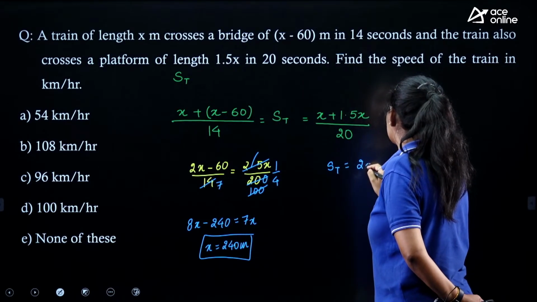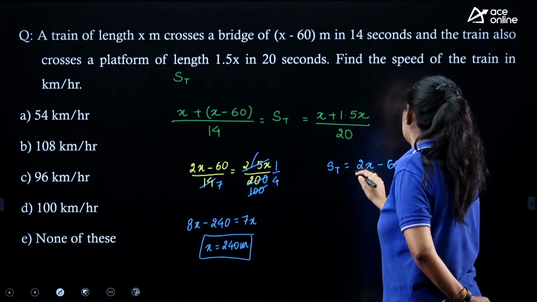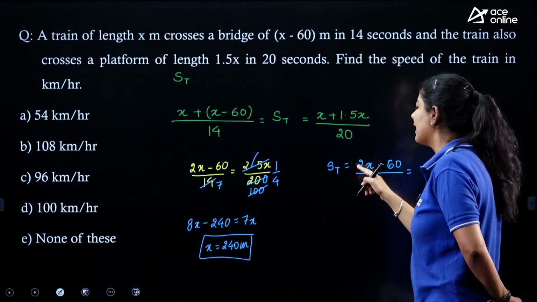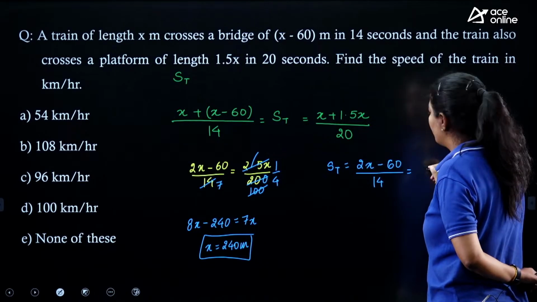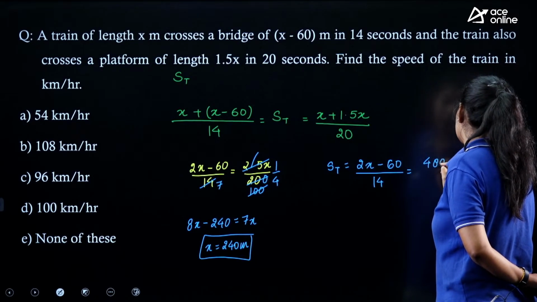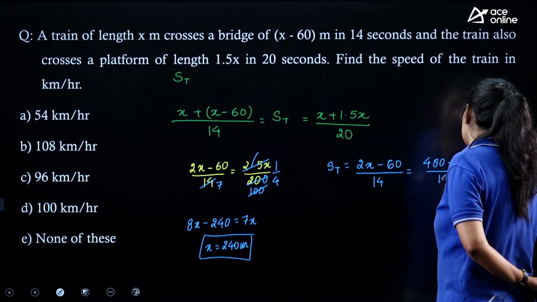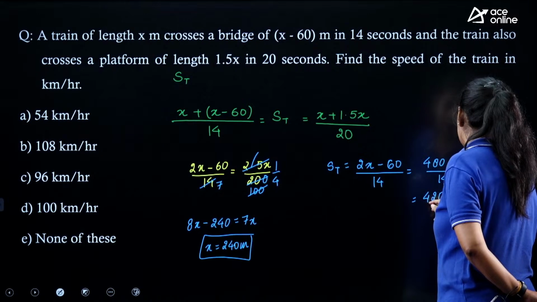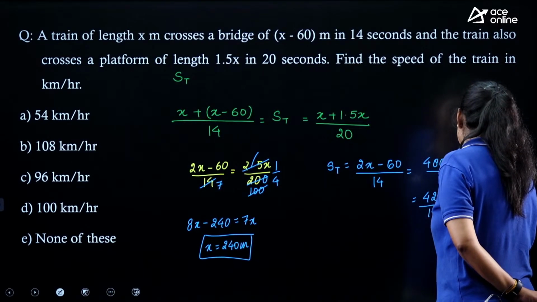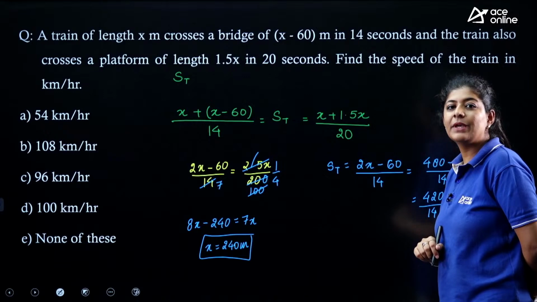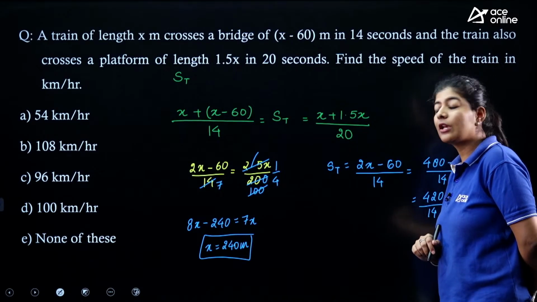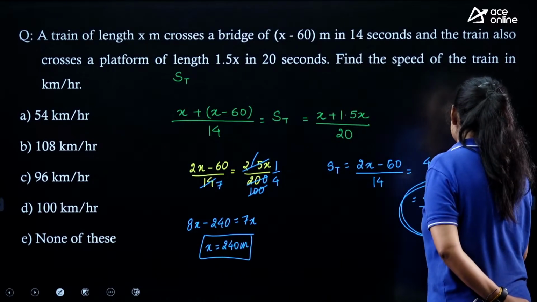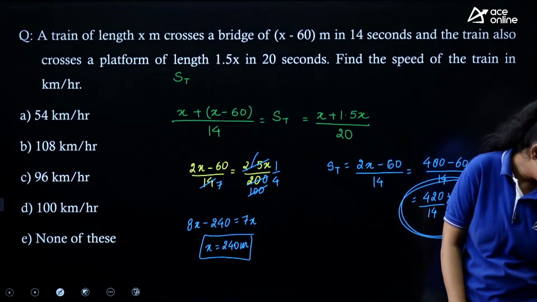So here we can say that (2x - 60) divided by 14, right? So we are having 2x, that means 480 minus 60 divided by 14, that is nothing but 420 divided by 14. Now we have this in meters per second and we need to convert it into kilometers per hour, that means we need to multiply it by 18 by 5. Now just simply solve this and let me know what answer people are getting.